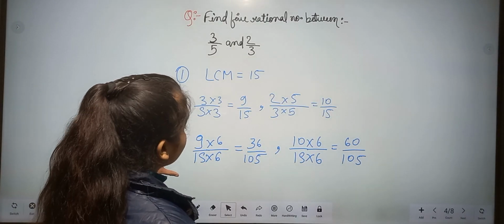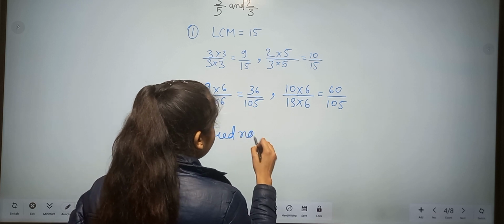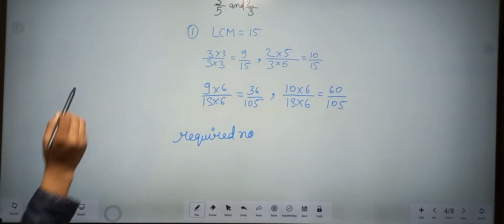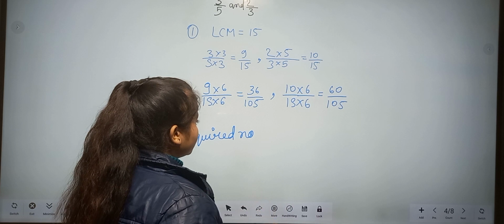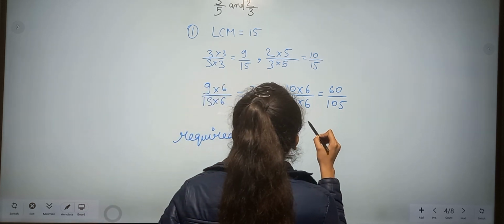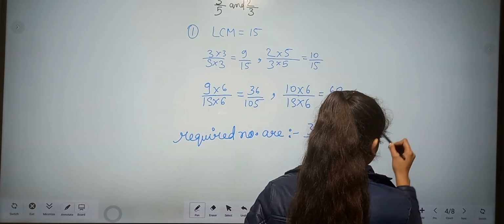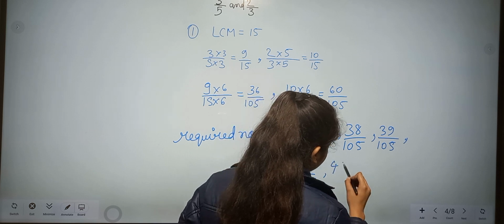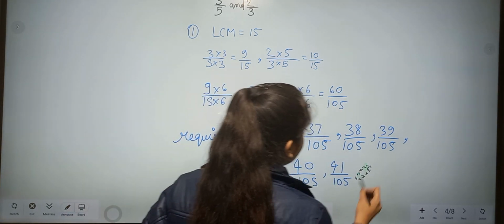So we want only 5 rational numbers. So our 5 required numbers are, we can also multiply by 5, 4, but if the numbers are not coming between these, since the question says that we want 5 rational numbers, we have to multiply by more. Okay, required numbers are, how many do we want? 5. So 37/105, 38/105, 39/105, 40, 41. We want only 5. Okay, so this is our answer.